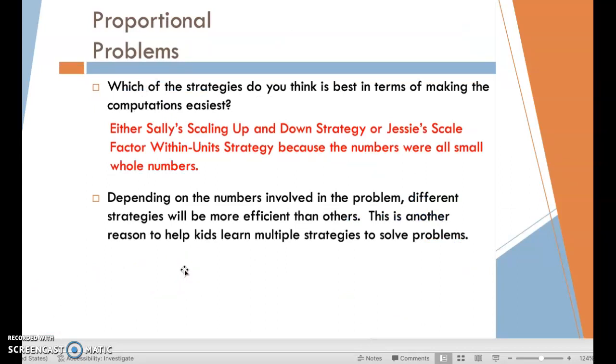Which of the strategies do you think are best in terms of making the computations easiest? Either Sally's scaling up and down strategy or Jesse's scale factor within unit strategy, because the numbers were all small whole numbers. So really, depending on the numbers involved in the problem, you're going to use different strategies. As you become more comfortable, you'll become more comfortable speaking the language and explaining to your students.